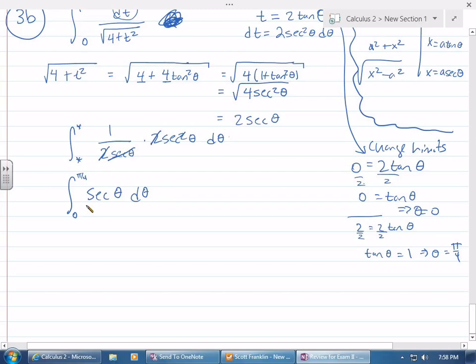So now, can you integrate secant of theta d theta? Yes, actually that's straight off a table. Natural log of secant theta plus tangent theta from 0 to pi over 4. That's the natural log of secant pi over 4 plus tangent pi over 4, minus the natural log of secant 0 plus tangent 0.